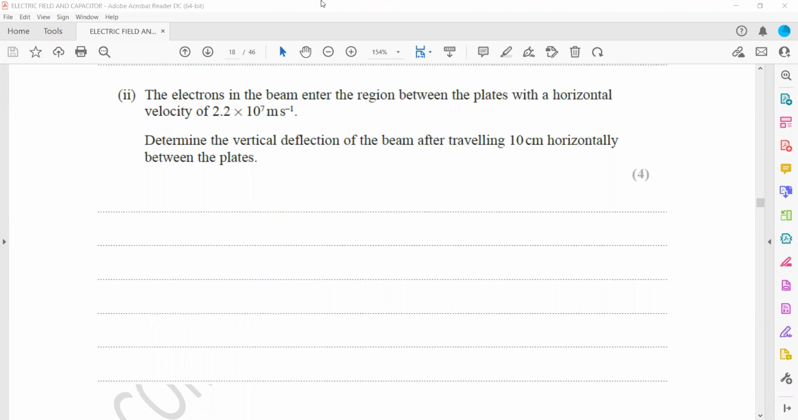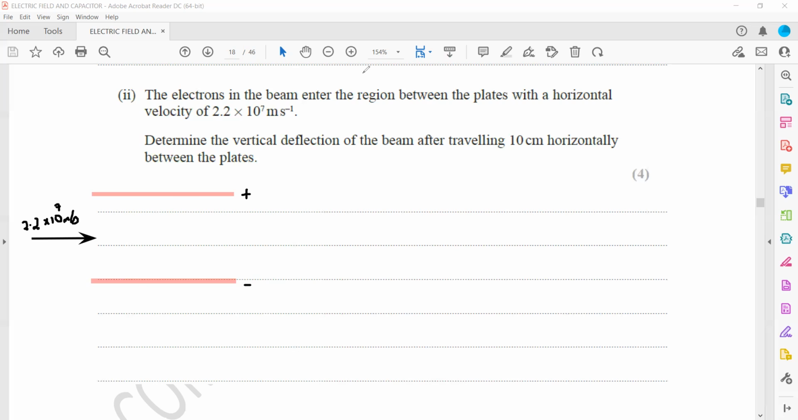So, the two plates are there, and the electron enters with a speed of 2.2 × 10^7 meters per second. This is the speed at which the electron enters the electric field. Then what happens?